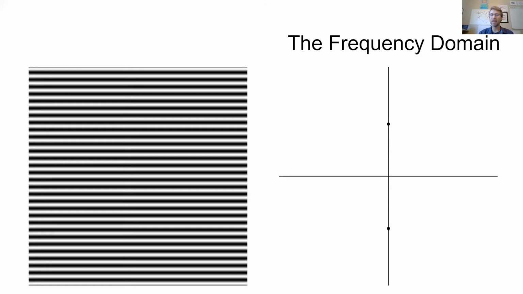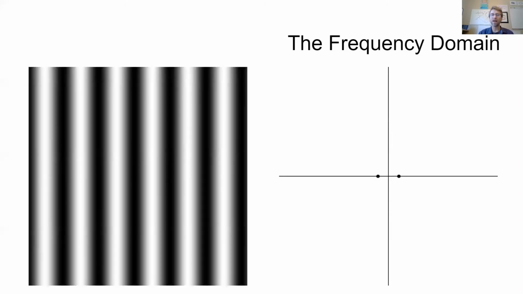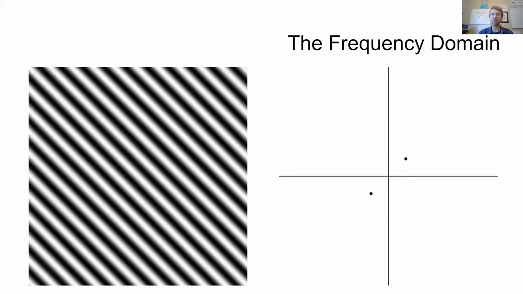So the frequency domain captures information about patterns. And here we have a pattern going from left to right, and it's lower frequency, greater spacing. So there's a lower frequency, a lower distance to the origin in the frequency domain. And you can do this at an angle as well and put the dots at an angle. So the frequency domain is describing what patterns are present in the physical space.